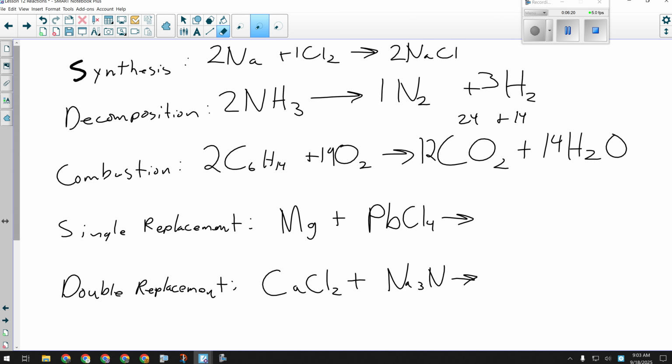In this one, I've got magnesium as an element reacting with this ionic compound. The pattern for single replacement is the element replaces what it's like. Magnesium is a metal, so it's going to replace the metal. That means who ends up alone? Lead.